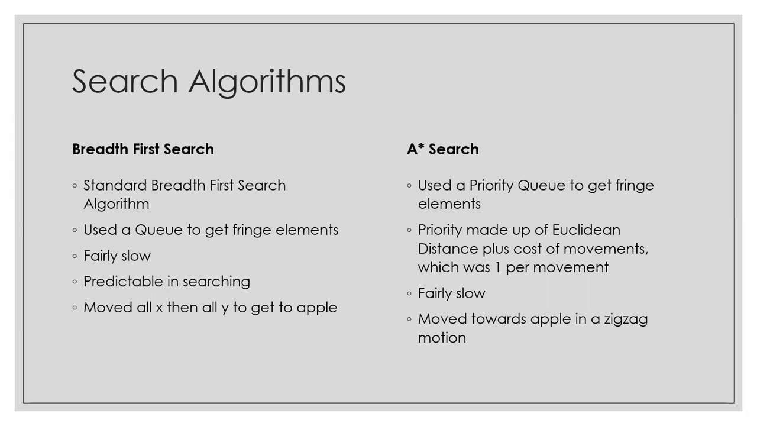The A-star search was slightly altered. It uses a priority queue instead of a regular queue to get the fringe elements. The priority was made up of the Euclidean distance plus the cost of the movements to get to the goal, which was 1 unit per movement. That's the G and the H.